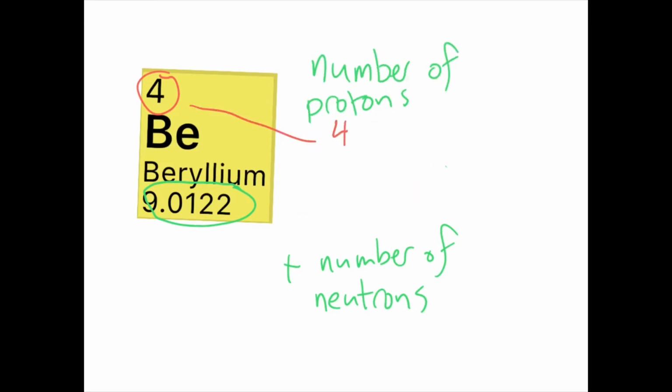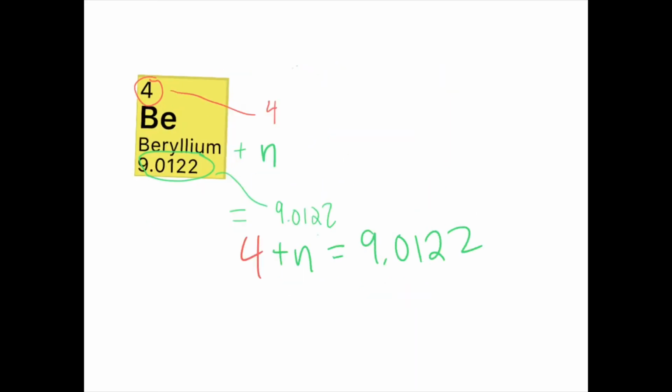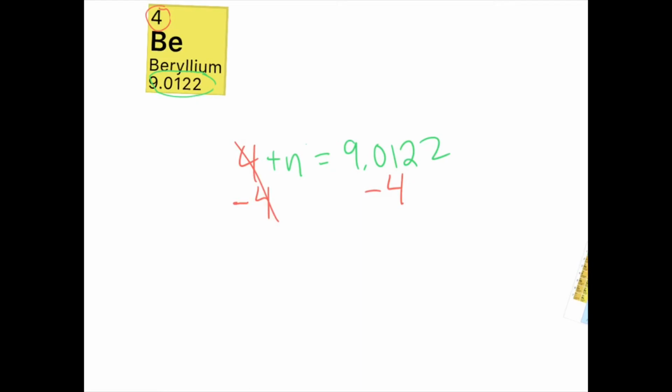So we know our number of protons is going to be 4, because it is the atomic number. So we have a simple algebra problem to do. We know 4 plus the number of neutrons is going to equal 9.0122. Let's set up our algebra problem. Now we can take 4 from both sides to solve for n. Now we know that the number of neutrons is going to be 9.0122 minus 4. This gives us a number of 5.0122.